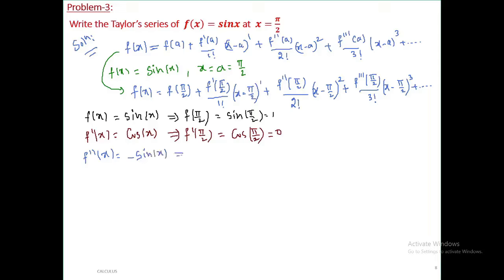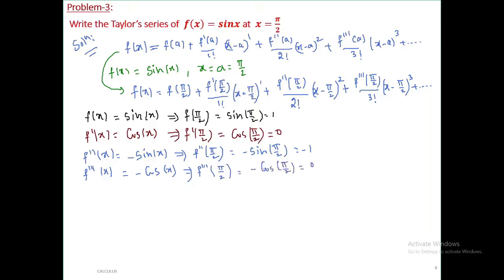Now again f double dash at pi by 2, which is minus sin pi by 2. What is minus sin pi by 2? Which is minus 1. Next, f triple dash at x, the third derivative, which is minus cos x. Sin x derivative is cos x, and one more time derivative, proceed like this. So now f triple dash at pi by 2 is minus cos of pi by 2. What is cos pi by 2? Which is 0.